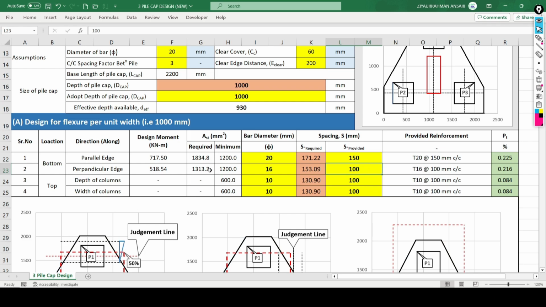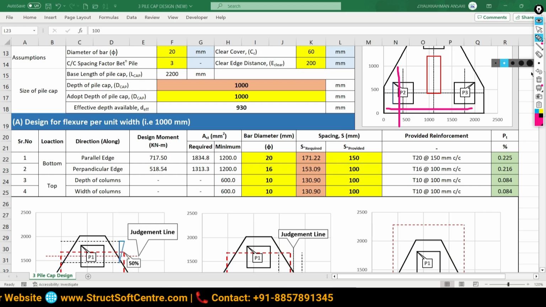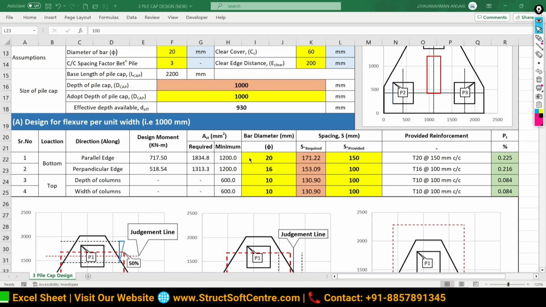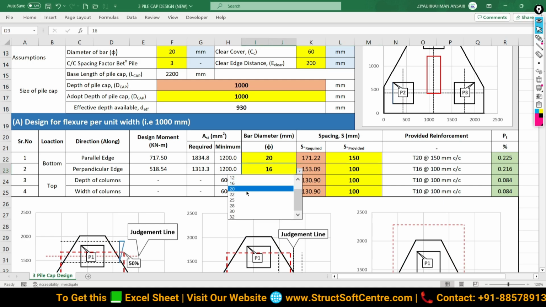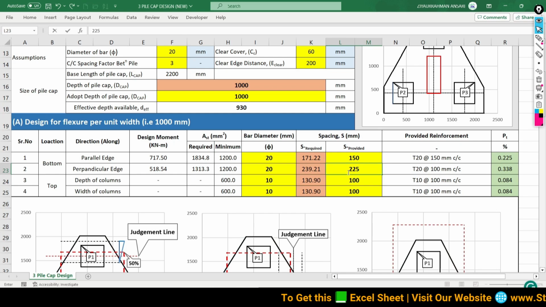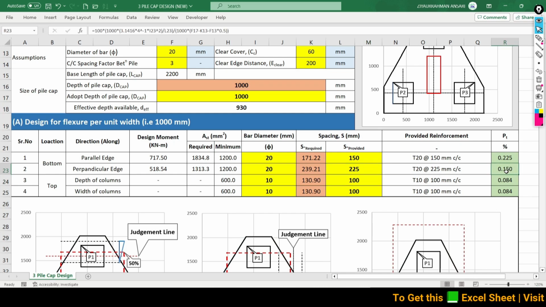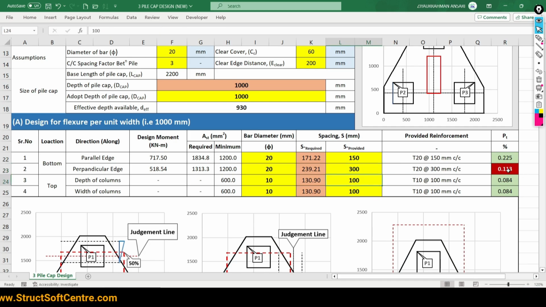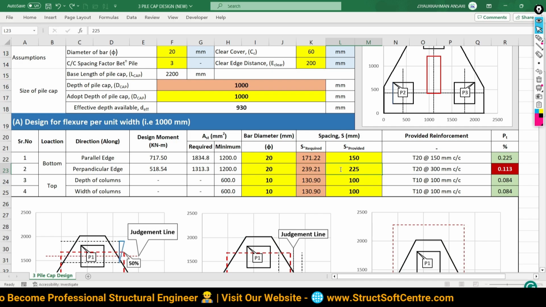Now next, along the perpendicular direction at the base only. This is the parallel direction, this is the perpendicular direction. So in the perpendicular direction at the bottom face, we are going to take again 20 mm diameter bar and 239 required. So again I am going to provide 225. So percentage of reinforcement becomes 0.15%. Suppose by mistake I take 300. See what happens? Again it is less than 0.12%. So it is again giving the intimation of failure. So I am going to choose it as 225. That's it.